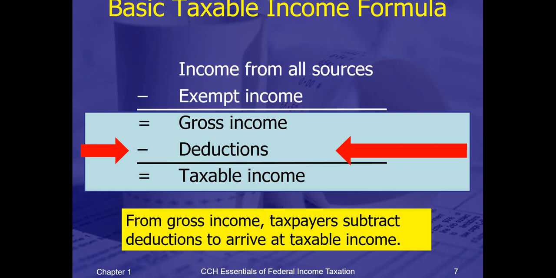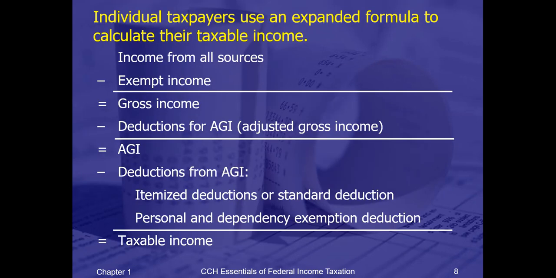So after you get your gross income, you subtract deductions. Those deductions are either for AGI, adjusted gross income, or from AGI. And for AGI are the most valuable because AGI is used for other calculations in the tax law. So a reduction in your AGI may increase your deductions elsewhere, and we'll see how that works later when we get to some other things.